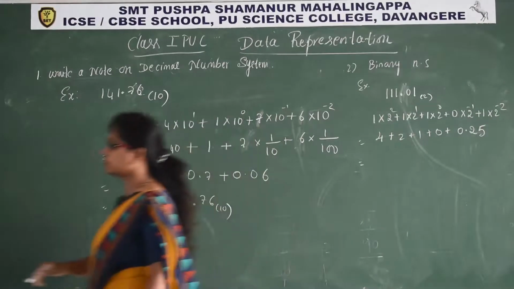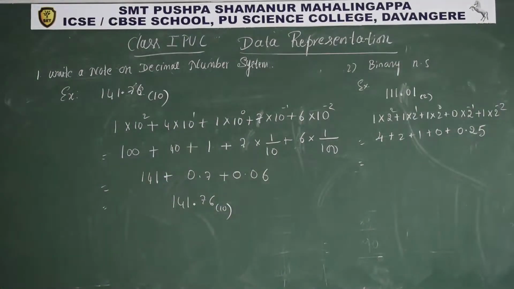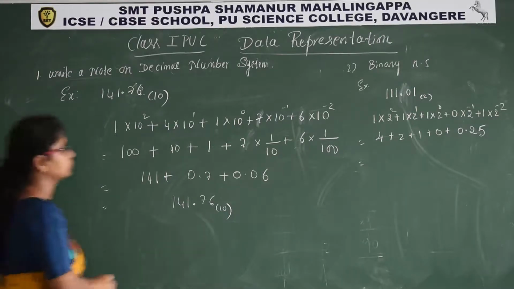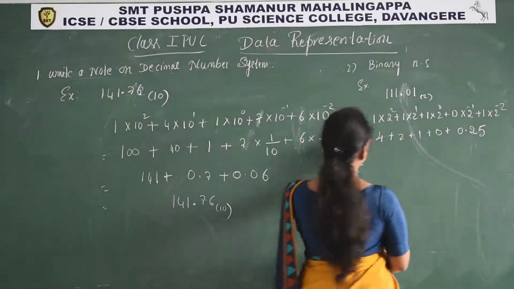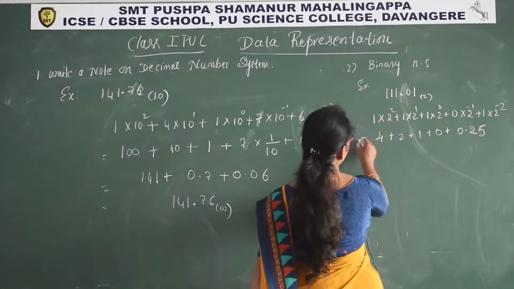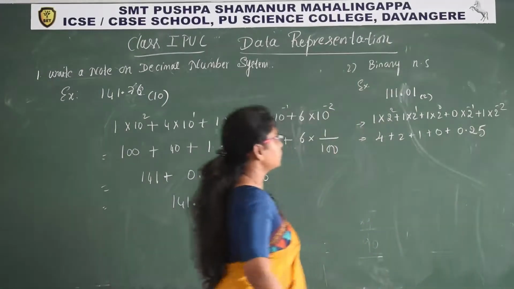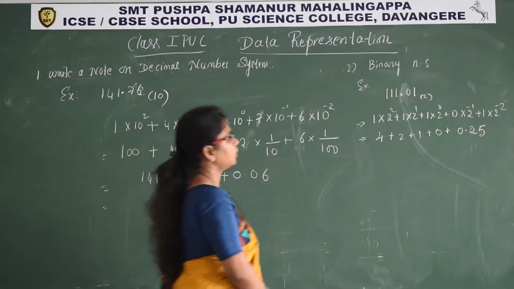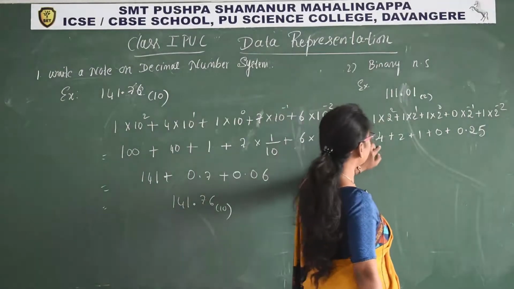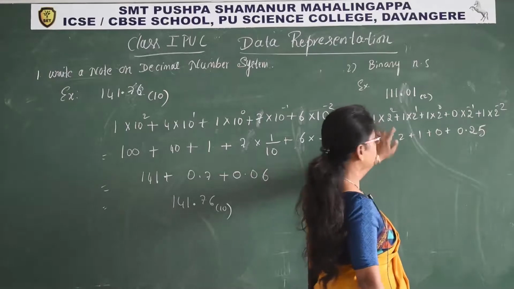So we are writing the conversion. Here you can write how to write a number and what the positional weight is, that you need to write here.